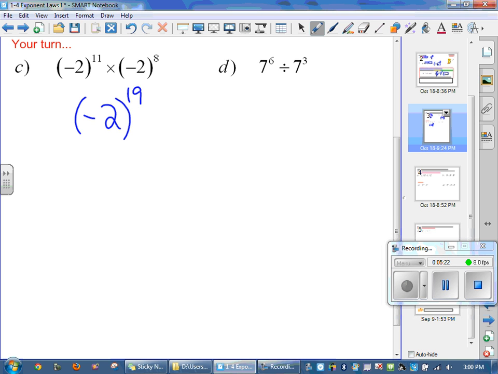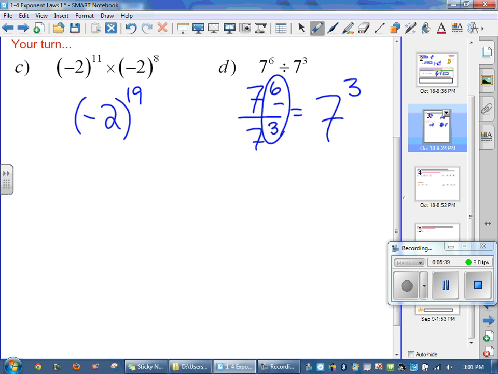That will give us a very large number if we tried to evaluate. Now we're dividing. So really, I could rewrite it like this: 7 to the 6 on top of 7 to the 3. Same base. Opposite function, so I'm going to subtract my exponents. I will get 7 exponent 3.